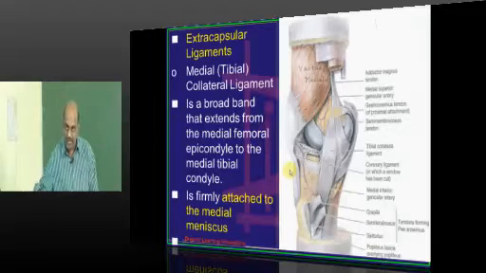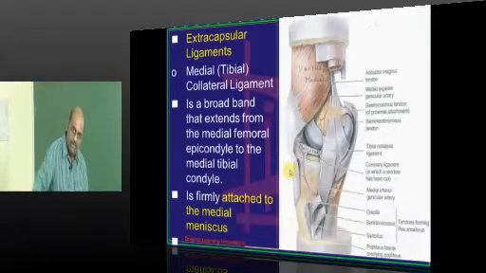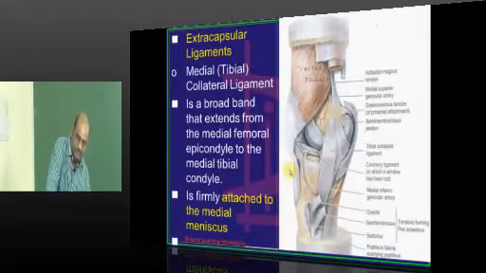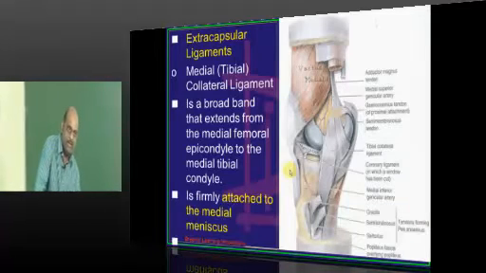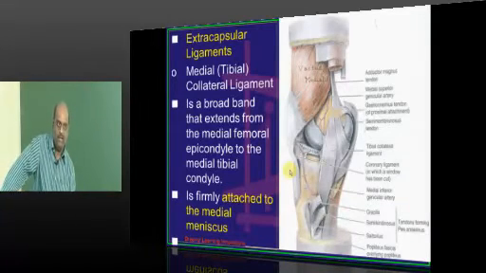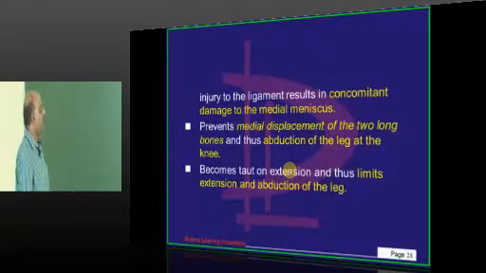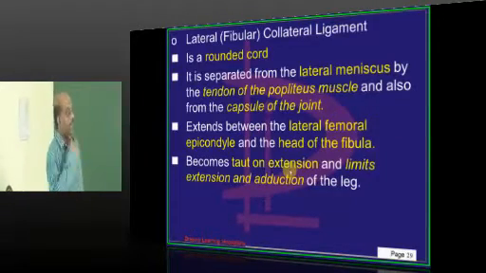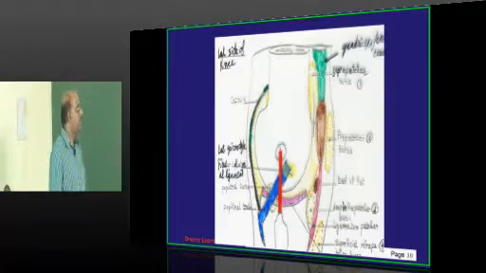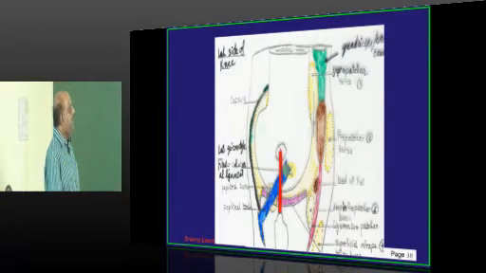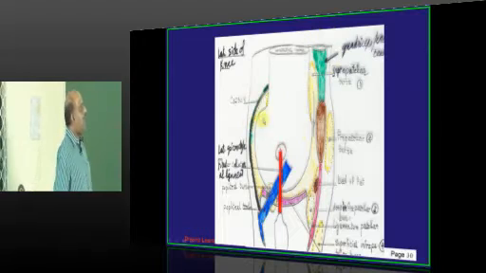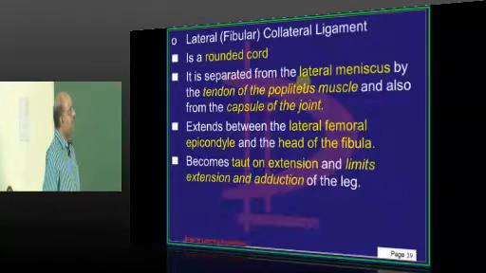Whenever you abduct the leg, then medially it will try to project itself. No, that is prevented by the medial collateral ligament. Hence, it prevents the abduction of the leg. Okay. Now, lateral collateral ligament. Basically, the lateral collateral ligament is a cord-like structure, doctor.